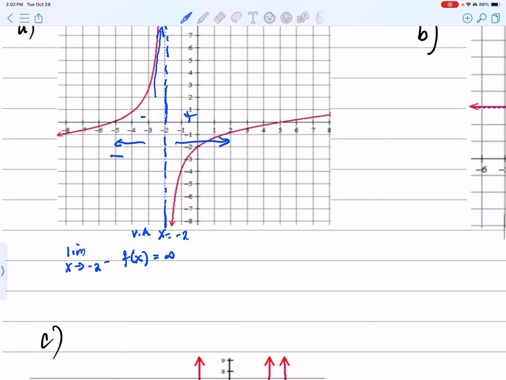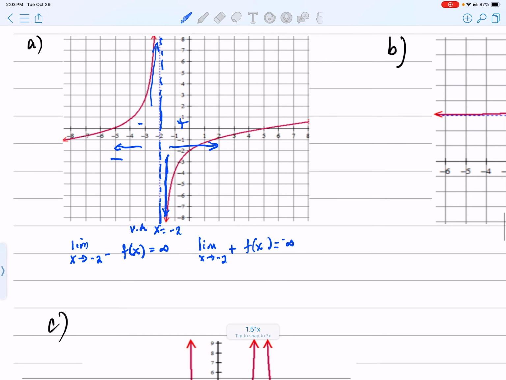Okay, let's set up from the right. Negative 2 from the right. This is the right, so at the right side, the function of x, look at the vertical asymptote, it goes down. So the function of x approaches negative infinity. That is how you look at it. The left side and the right side as it approaches negative 2.